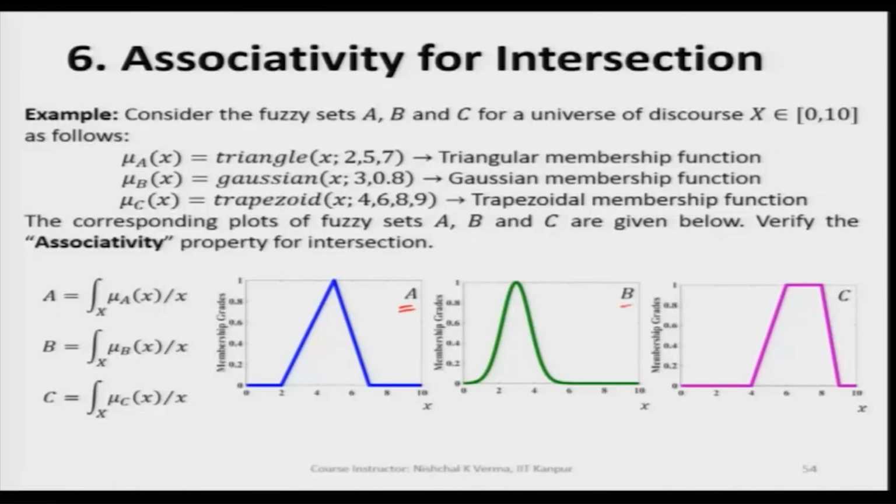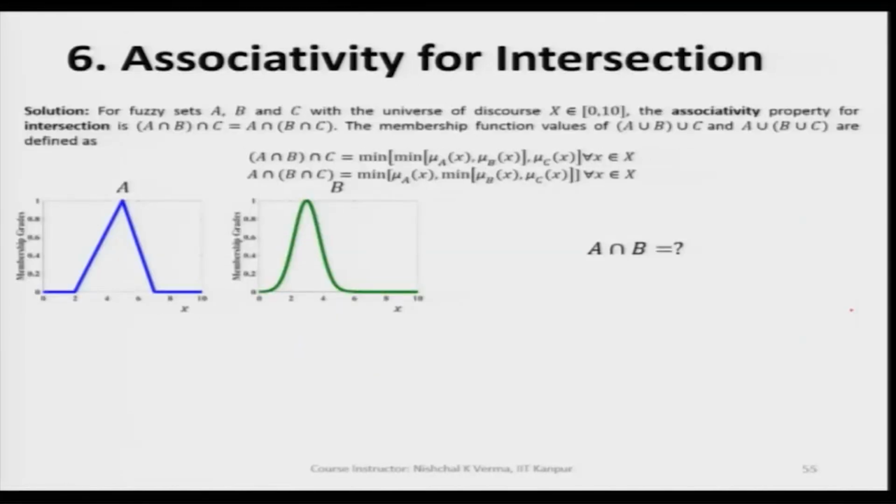So, the first example is here, and here we take three fuzzy sets A, B and C, and let us try to see what we get when we do A intersection B intersection C. What does this mean when we say A intersection B intersection C? It means that we are going to get a fuzzy set as the outcome of A intersection B, and then whatever we get as the outcome, we take the intersection of this fuzzy set with the third fuzzy set C.